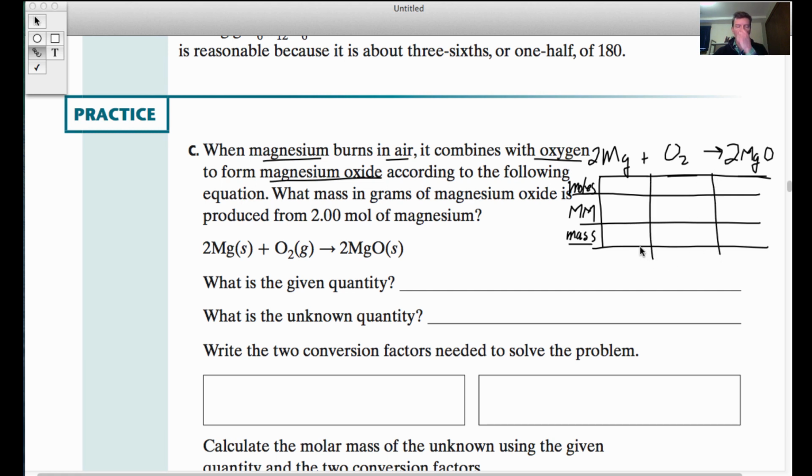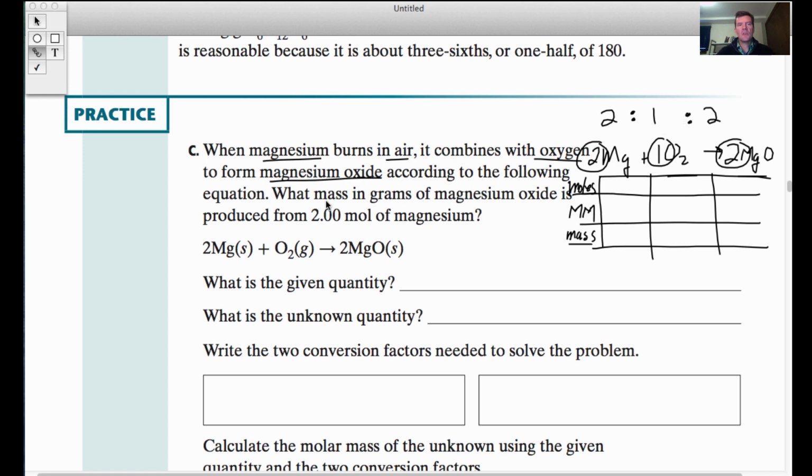The coefficients, remember, are my molar ratios. I know that these have to react in a 2 to 1 to 2 ratio. Always a 2 to 1 to 2 ratio. Not masses. Listen carefully. That ratio is not for mass. That ratio is for moles, quantity, not mass. So if you are given mass, you have to go to moles to use the coefficients.